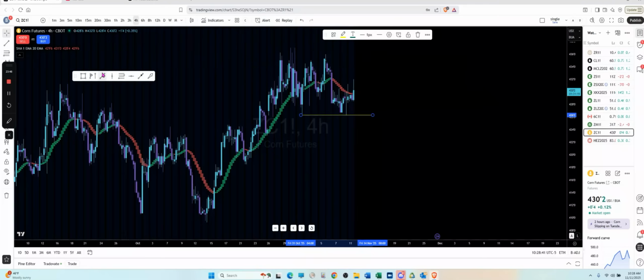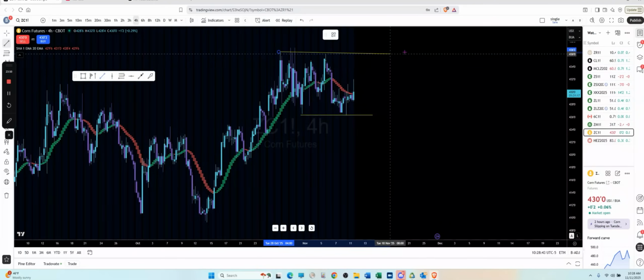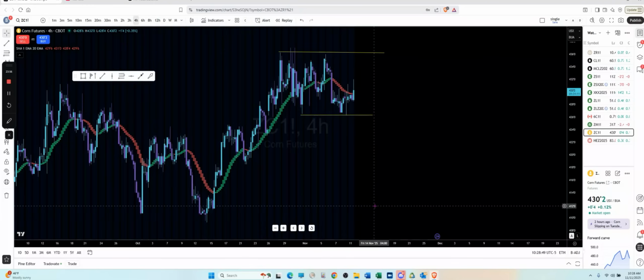Without any kind of real trend to speak of in between these two yellow lines, it's not really a market I'm interested in right now. Although, again, seasonally, corn should be trading higher, but again, we don't have COT data to really confirm that.